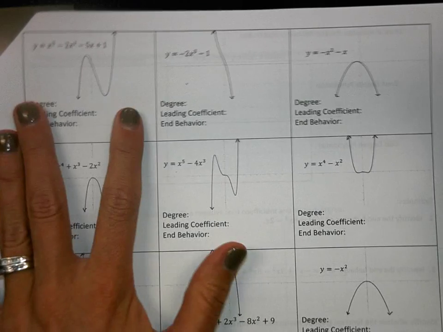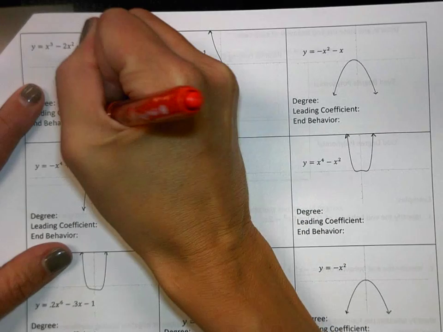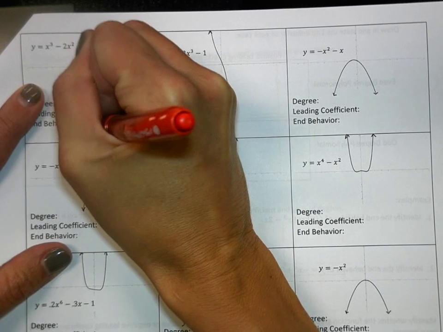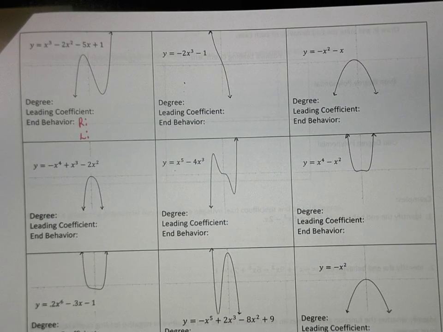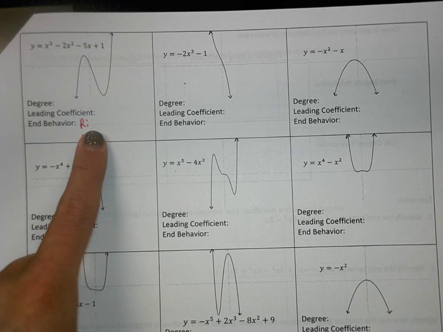So on each of these, when we're doing our end behavior, your right end behavior is actually a little bit more important than your left end behavior. So I always want us to start by looking at the right end behavior first. But on each of these, we're going to have a right and left.